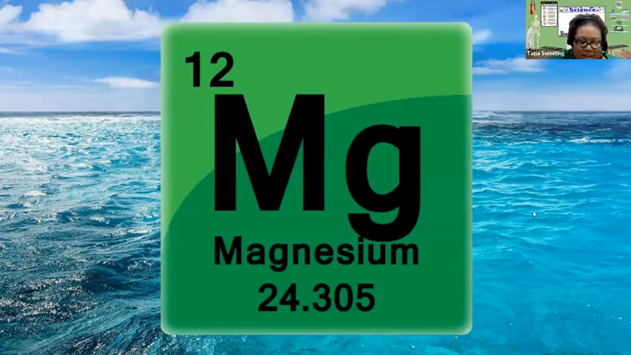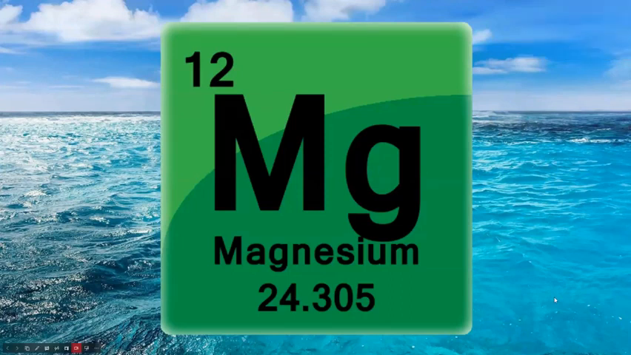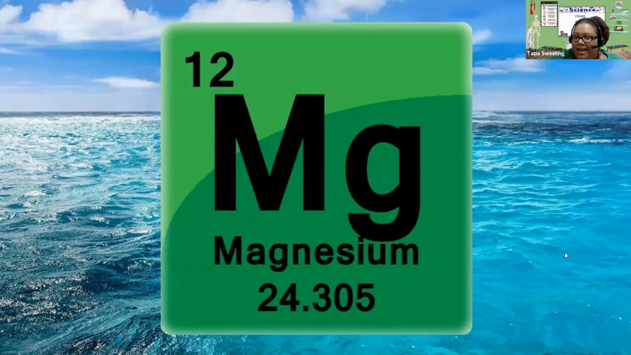Let's try another one before we go. What is this element here? Magnesium. What is the symbol for magnesium? Mg. Capital M, lowercase g. Very good. What is the number of protons for magnesium? 12.